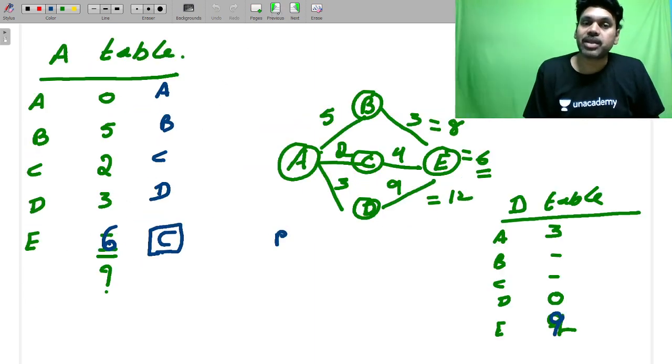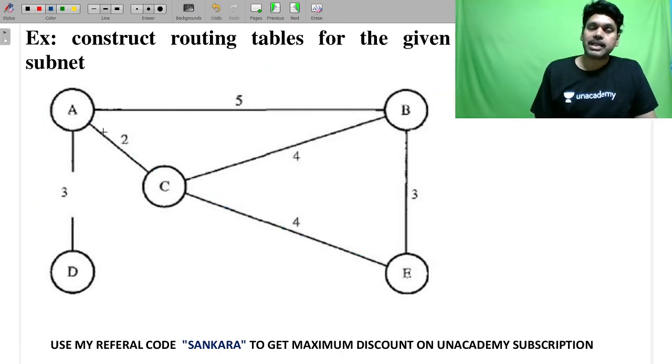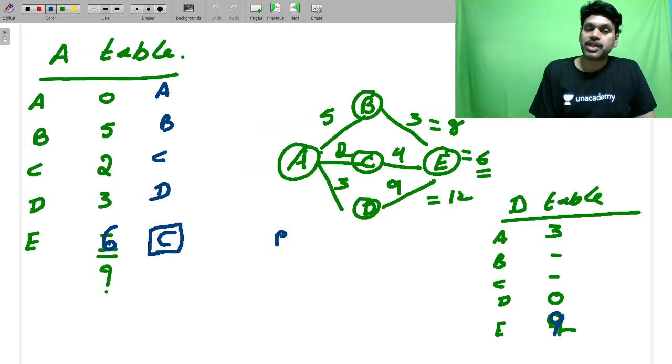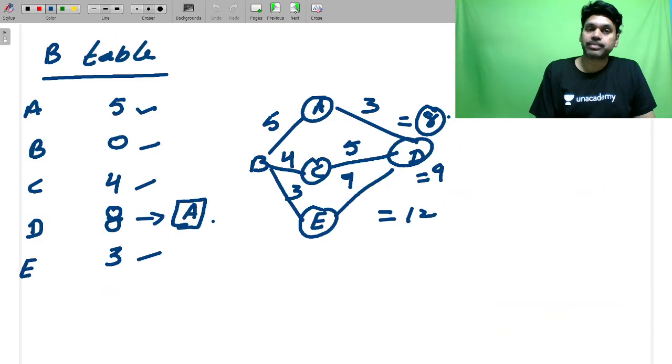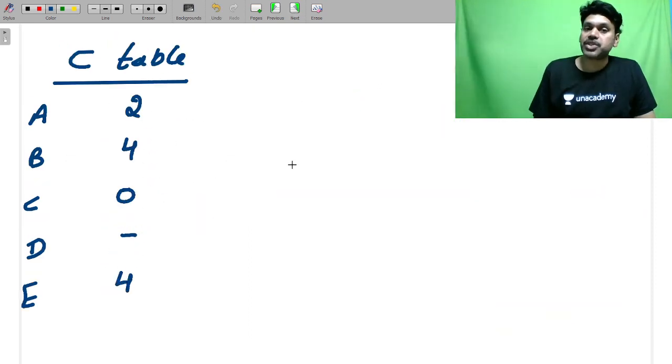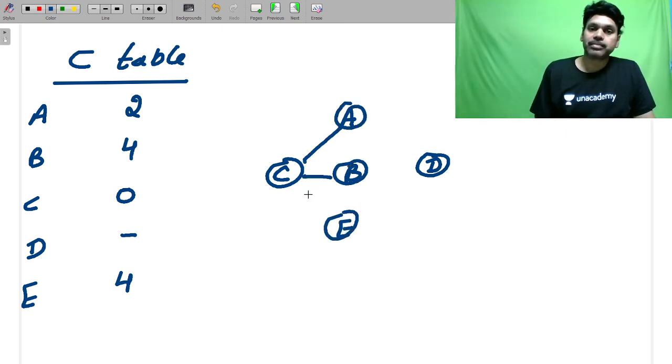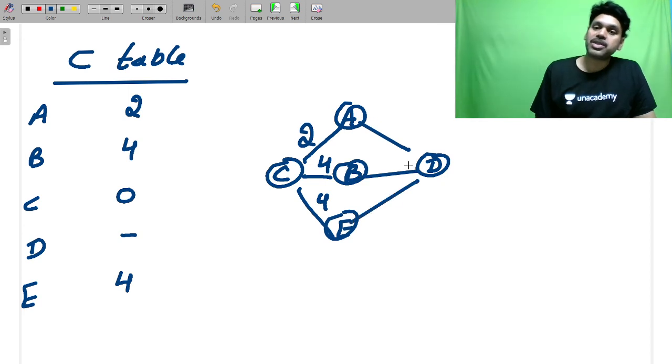So C vectors, tell me what are the C vectors according to the diagram. C vectors A, B, E. So 3 are C vectors. So C2A 2, C2B 4, C2C 0, C2D not there because it's a non-neighbor, C2E is there 4. Now tell me C can reach to D via A and B and E. So 3 paths are there. Their distance also there 2 and 4 and 4. A to D how much, B to D how much, E to D is how much.